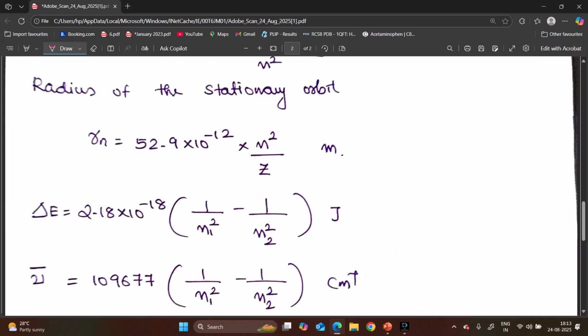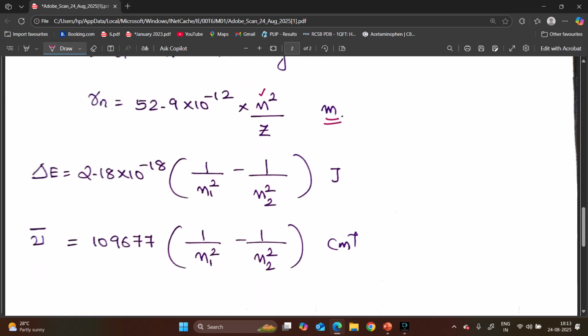The radius of the stationary orbit can be calculated as 52.9 into 10 raised to minus 12 n square upon Z. n is the shell number, Z is the atomic number. The unit will be in meters. If 10 raised to minus 12 is removed, the radius will be expressed in terms of picometers.